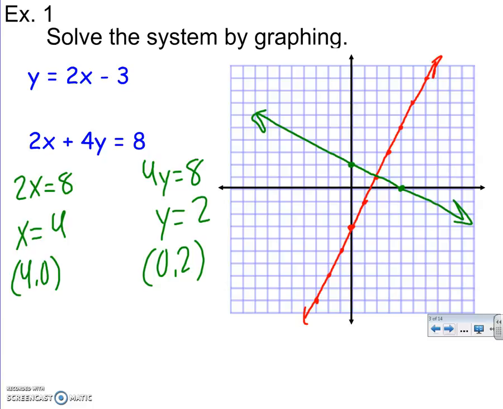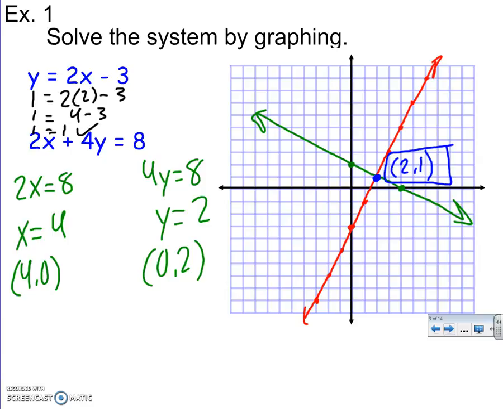Alright, as you can see, they do cross about right here. And if that's perfect, it would be 2, 1. So that's my answer. So I could check by plugging it into both. If I do 1 for y, I do 2 for x. I simplify the right side, that's 4 minus 3. That equals 1, that's true.